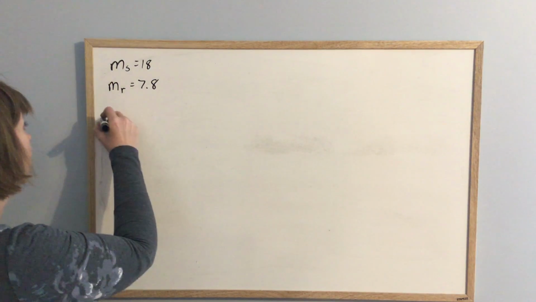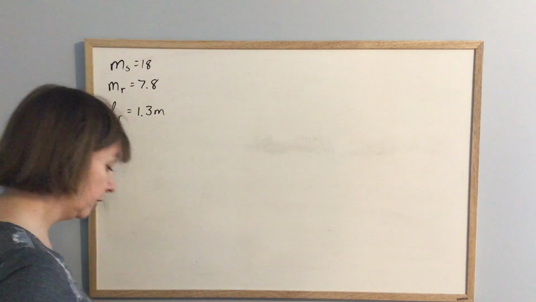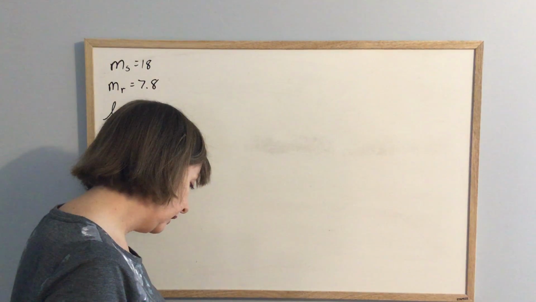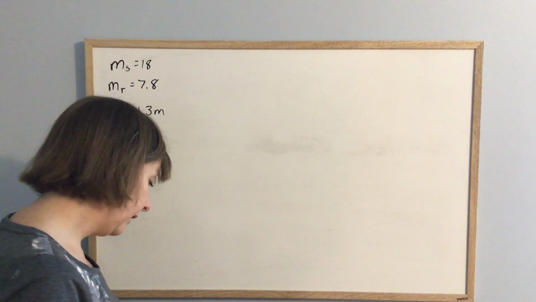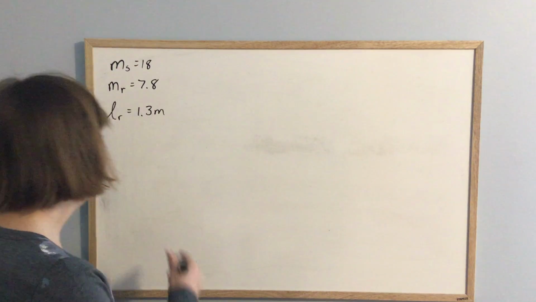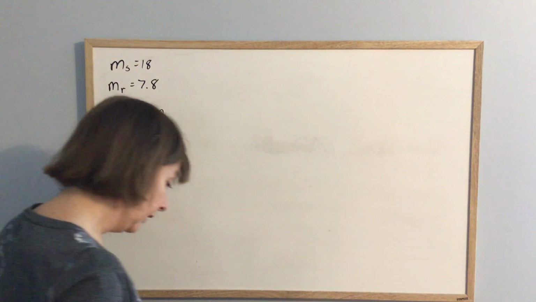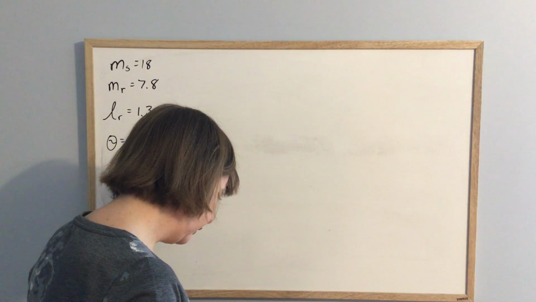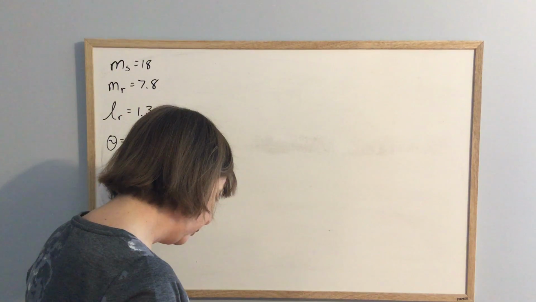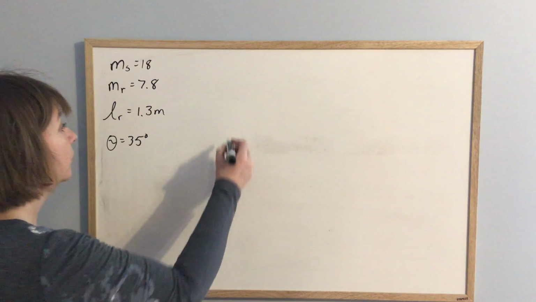The length of the rod is 1.3 meters and is attached to a wall, and there's a cable that makes an angle of 35 degrees with the rod, and it helps to support the rod at the end, and they show you a picture.